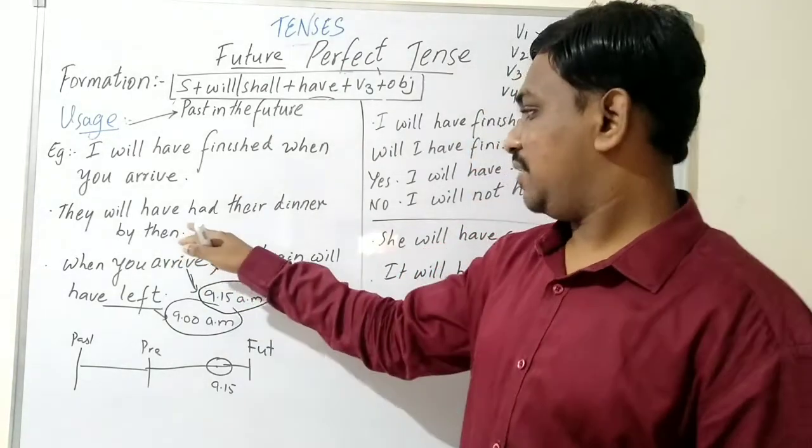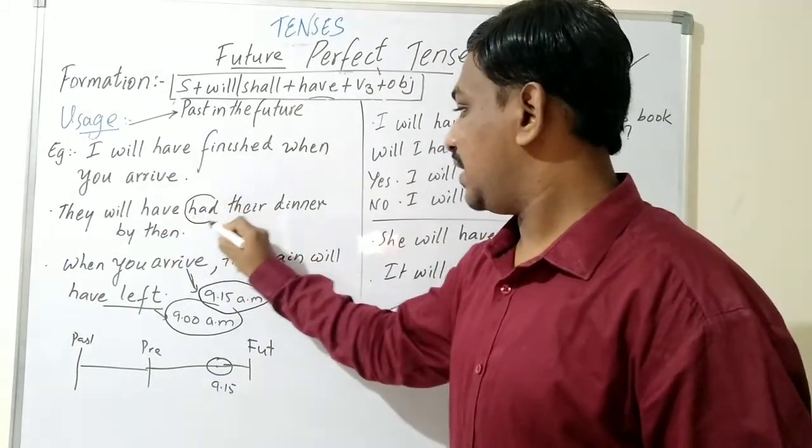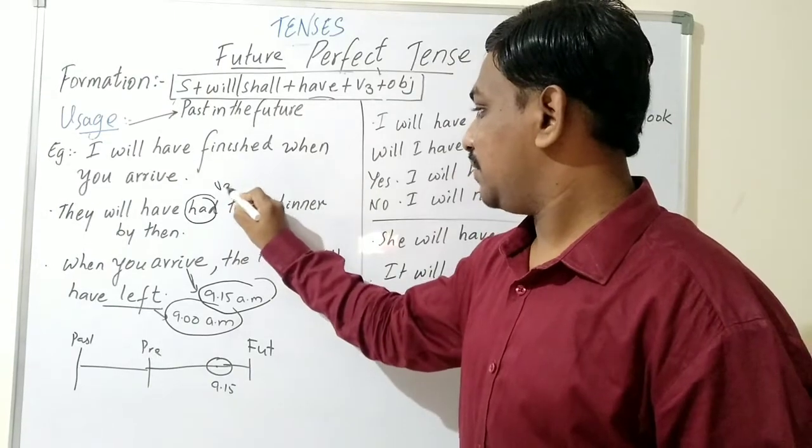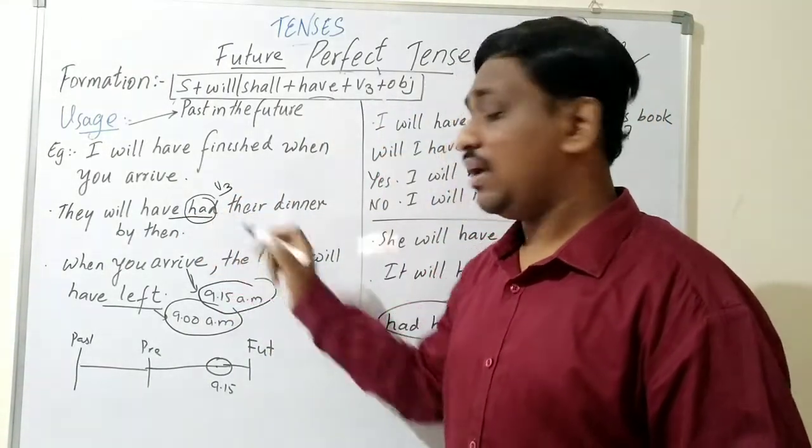So here let us see the expression. I will have had dinner. Here had is used as V3. Have, had. So there is no confusion with have and had here.